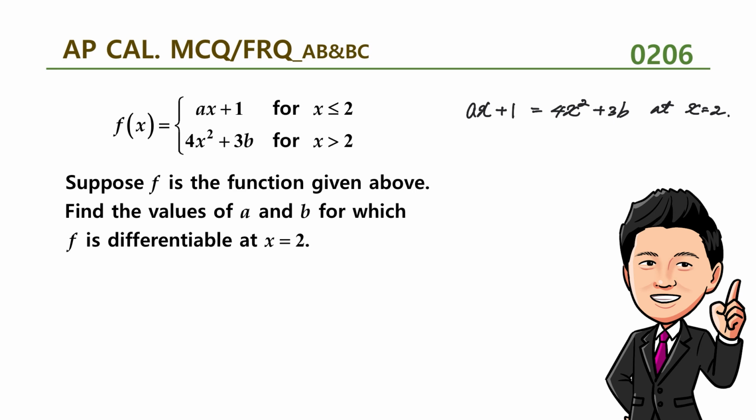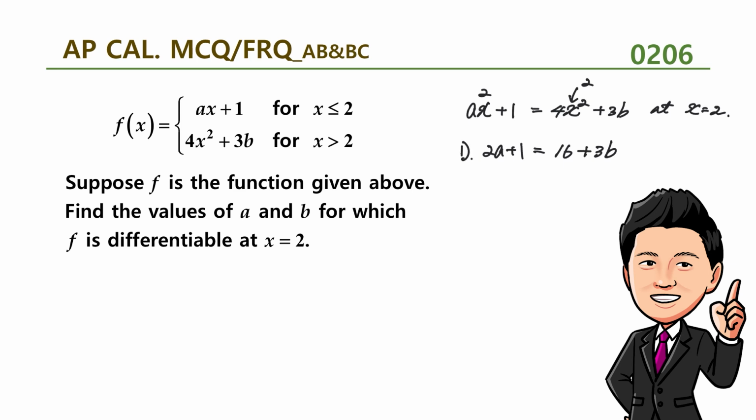So I'm going to substitute 2 for x. So 2 here, 2 here. So 2a plus 1 must be equal to 4 times 2 squared, 16 plus 3b. Let's say this is number 1 equation.